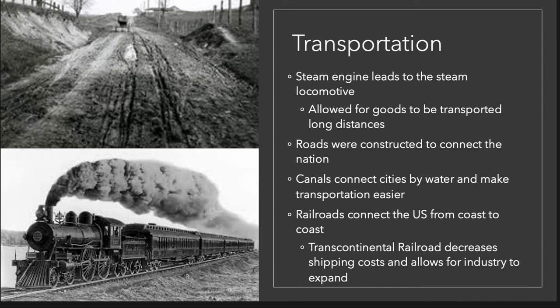Another cause of the Industrial Revolution is going to be transportation. We are going to have the steam engine lead to the steam locomotive, the train, allowing for goods to be transported long distances. This being able to transport your goods further, faster, allows for business to grow. The same thing with roads. We have roads being constructed that tie the nation together. People can travel. If people are traveling, then products need to travel to them. So growing the nation grows big business.